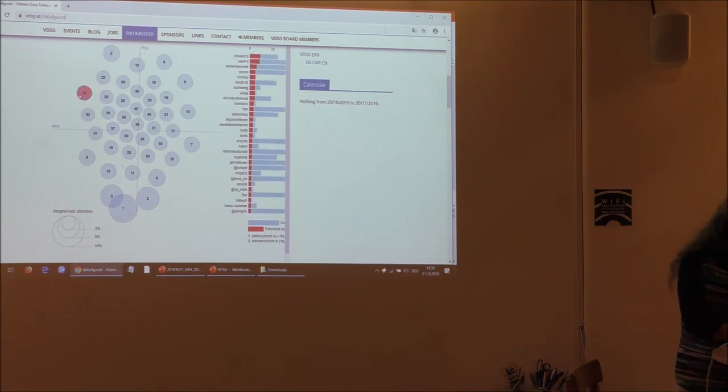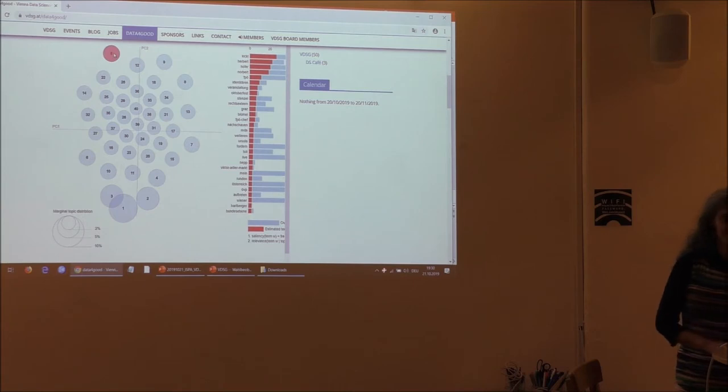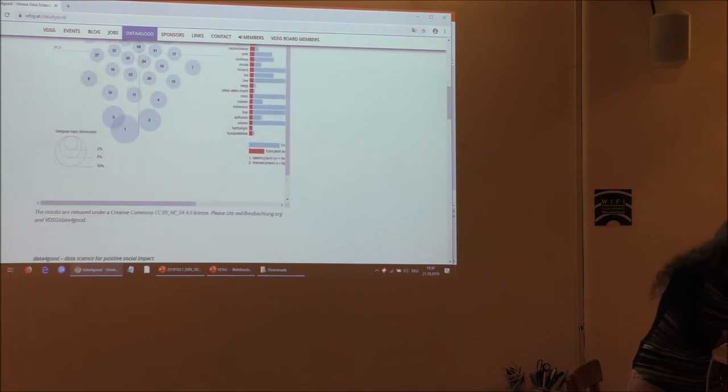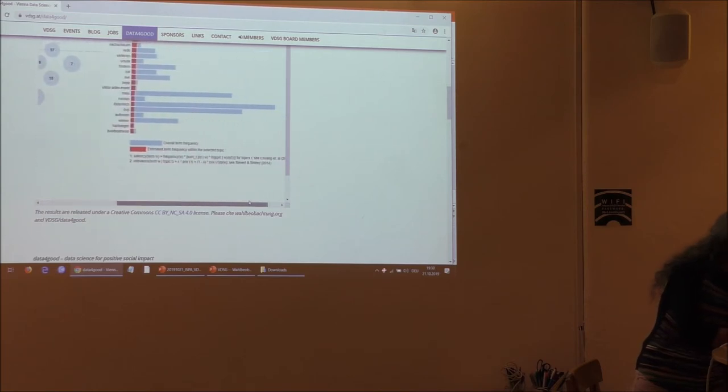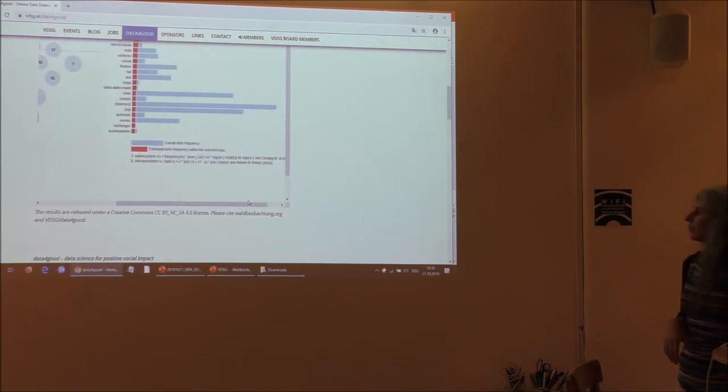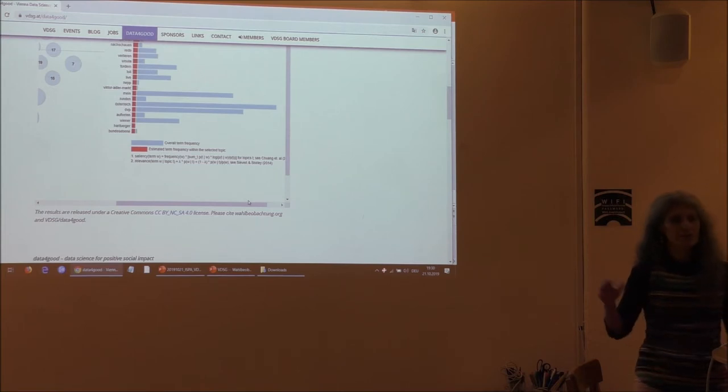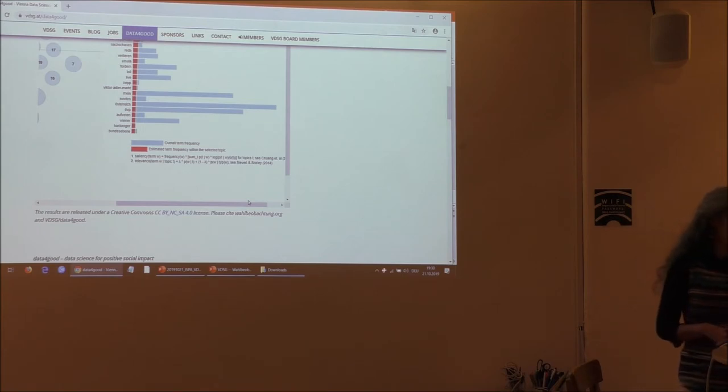I'm sorry. Can you let us see the legend? What's the blue bar and the red bar? Let's see. I got to scroll down here. So the blue bar tells you how frequently this word occurs overall in all the collected comments, and the red bar is how frequent it is just within this topic. Okay.